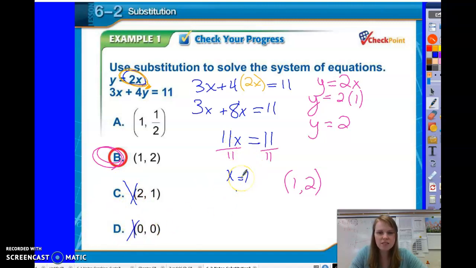But now that you have x equals 1, we need to plug this back into one of the equations. I chose the first one. X is 1, so it's 2 times x, or 2 times 1. That's 2. So y is 2. That's my answer: 1 comma 2.